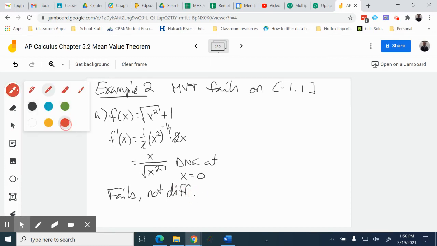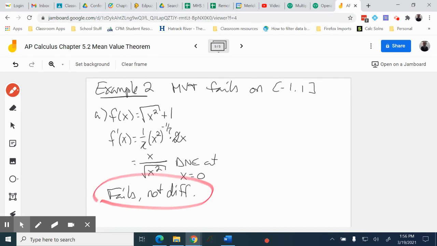Now, might there be a place where the slope of the function is equal to the average rate of change between -1 and 1? There may well be, but I can't say that there is because the mean value theorem has failed. I would have to go do some exploring and see if I could find one without any idea of whether it's even there or not.